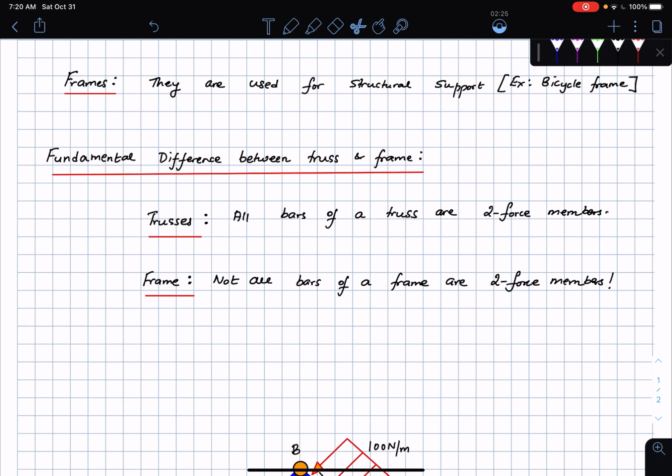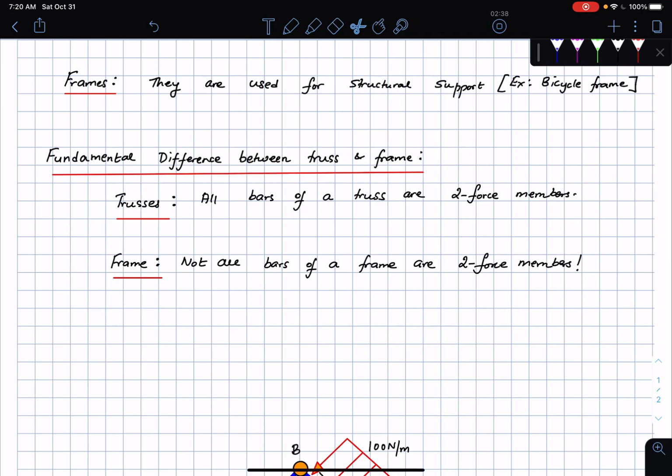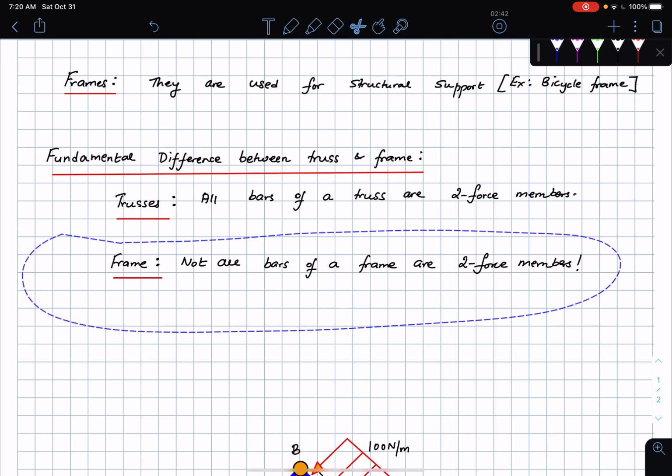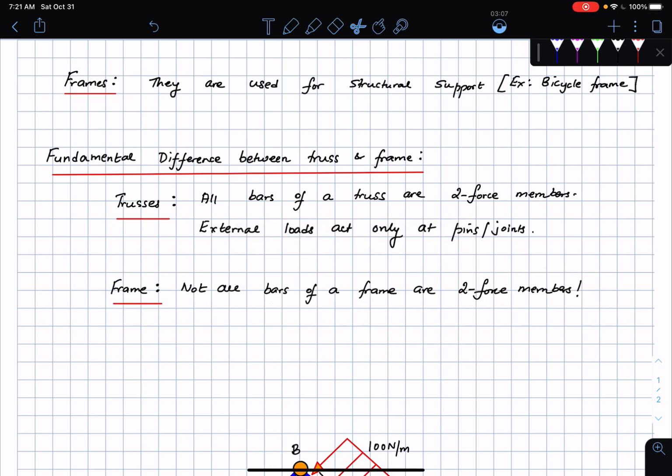One more thing you can think of: if I look at a truss, the forces act only at the pins or the joints of a truss. So if I look at a truss, the applied forces or external loads act only at the pins or the joints. But if I have a frame, that is not necessarily the case, because not all bars of the frame need to be two force members. I can have external loads acting directly on the bars of the frames themselves.